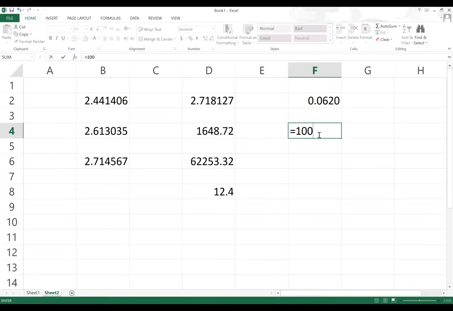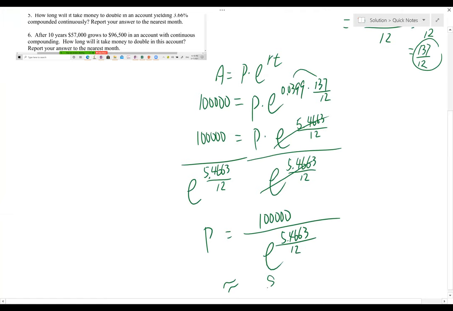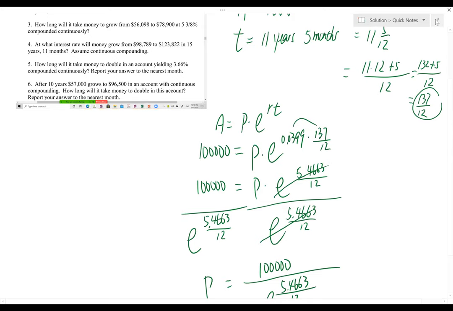And let's see what that is. So it's 100,000 divided by EXP of 5.4663 divided by 12. Okay. And that should give us a result. Just hit enter. You got $63,411.50. That should be the initial investment or principal you put down. And that's question two.